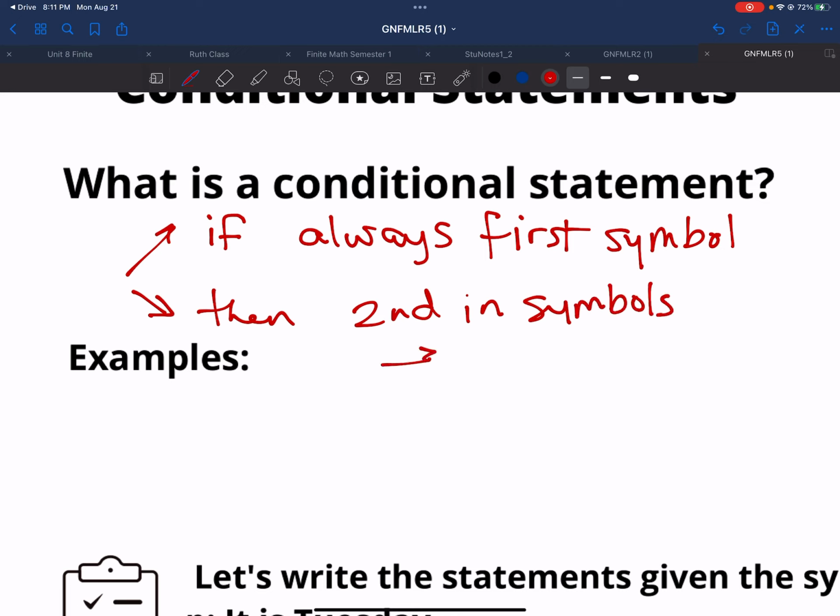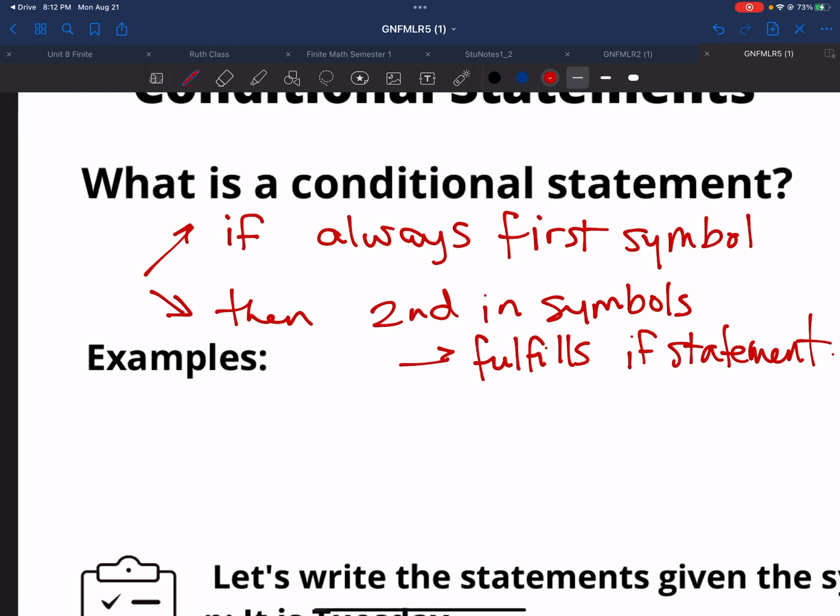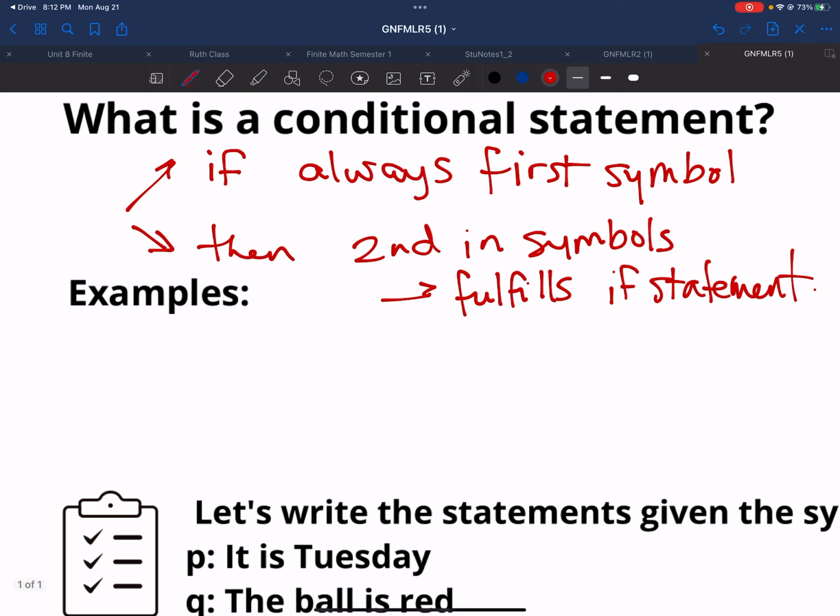And what it does is it meets the criteria. So if the if statement is fulfilled, then the then statement moves forward. Okay, so it's second in symbols and it fulfills the if statement. Okay, so let's talk about an example first.